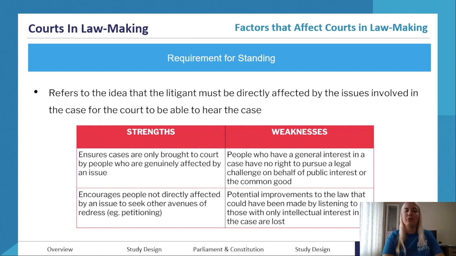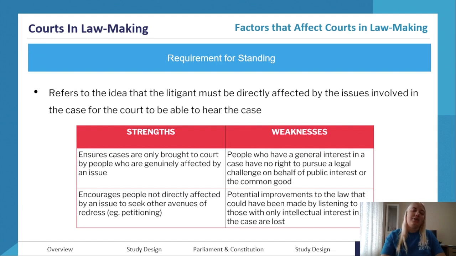And it also encourages people not directly affected by an issue to seek other avenues of redress rather than creating a burden upon the courts. So, such as starting petitions or demonstrations or talking about it on social media, basically just trying to get the government's attention, or raise awareness so that someone with standing does go to court. But weaknesses: people who have a general interest in a case, or activists or interest groups, have no right to pursue a legal challenge on behalf of the greater good. And potential improvements to the law that could have been made by listening to those with only intellectual interest in the case are lost.